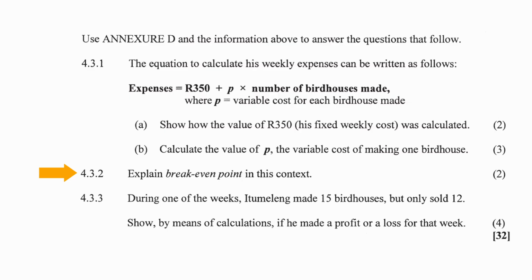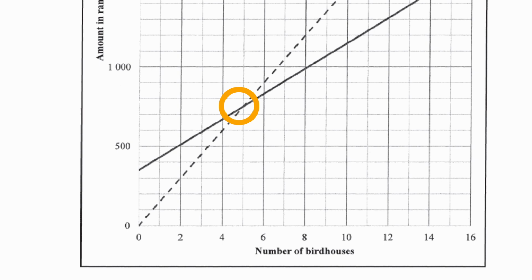In question 4.3.2, you are instructed to explain break-even point in this context. The break-even point refers to the point where the total costs, fixed and variable, equal the total revenue. In other words, it's a point in which a business is neither making a profit nor incurring a loss.